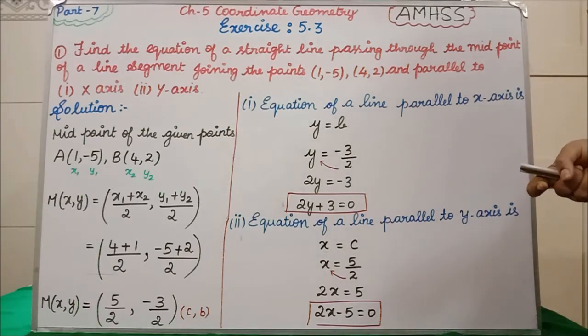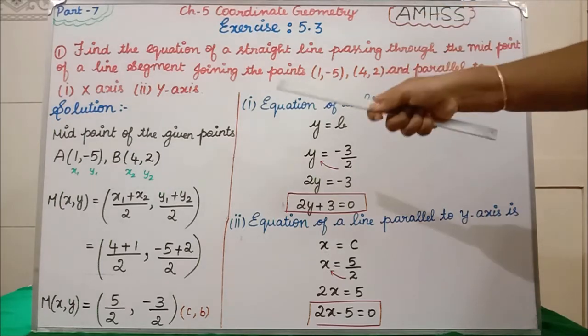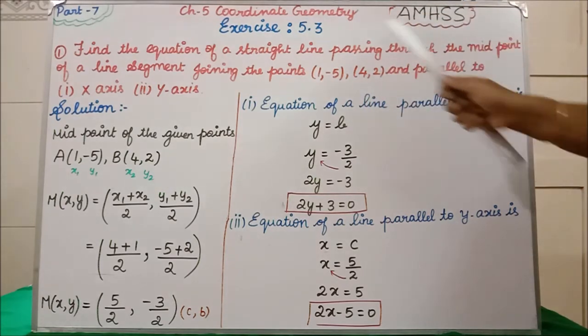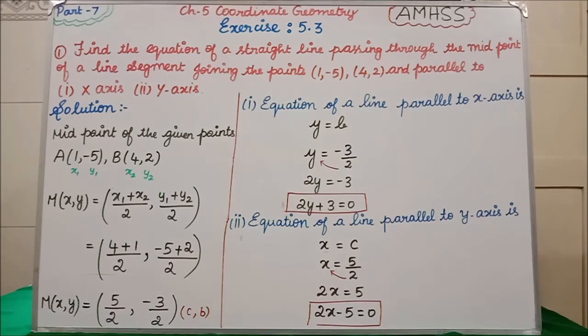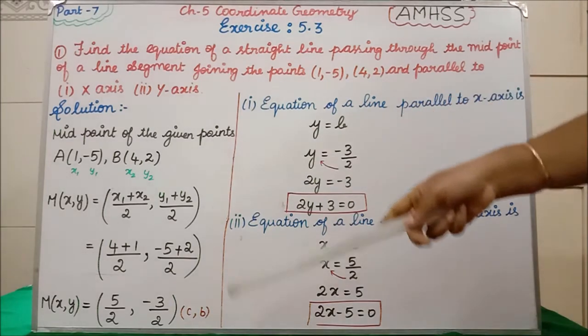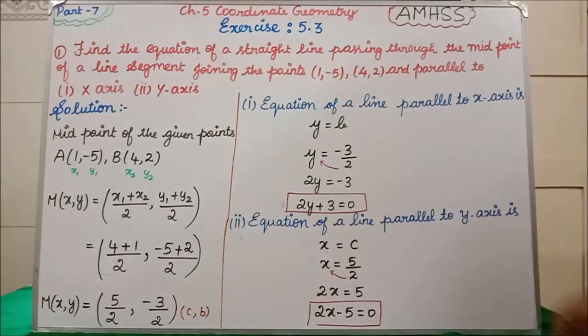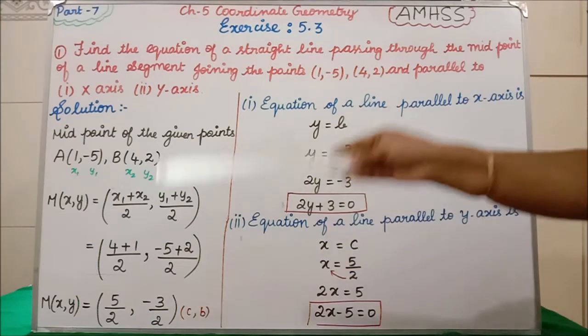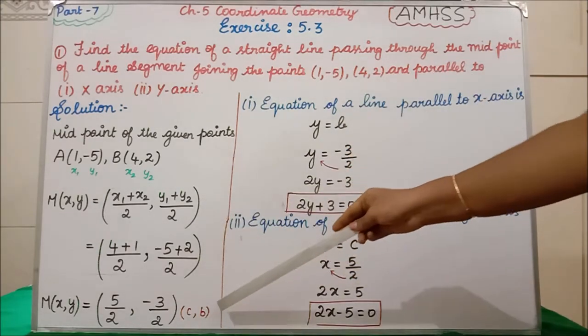Now, next, what they have given in the question: parallel to the x-axis is the first subdivision, and parallel to the y-axis is our second subdivision. Before that, we gave one formula in tabular form. In the tabular form, parallel to the x-axis means y equals b, as I told you. How much distance it has moved from the x-axis, that is b. Now you see, 5 by 2, minus 3 by 2 is our mid value. So 5 by 2 is our c, and minus 3 by 2 is our b.